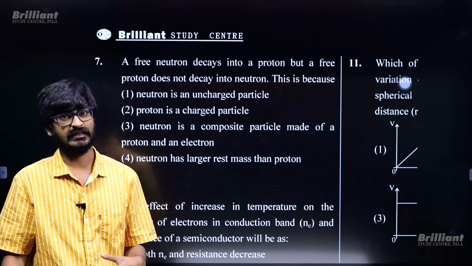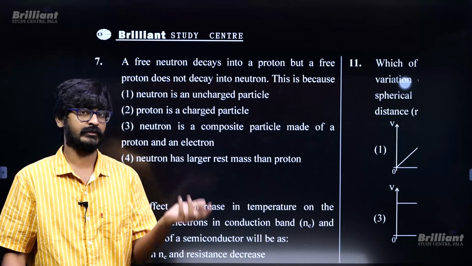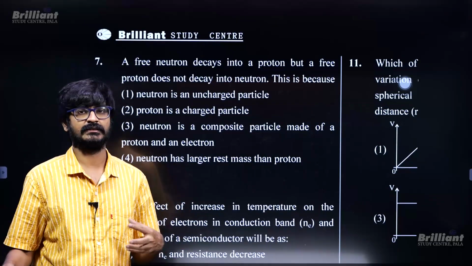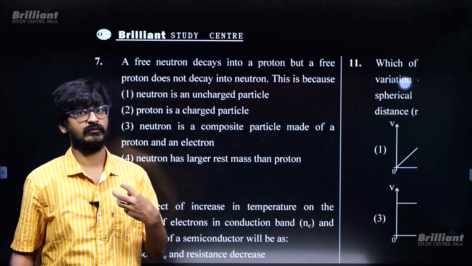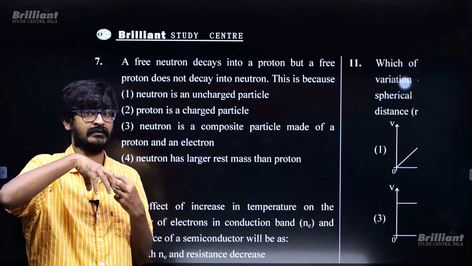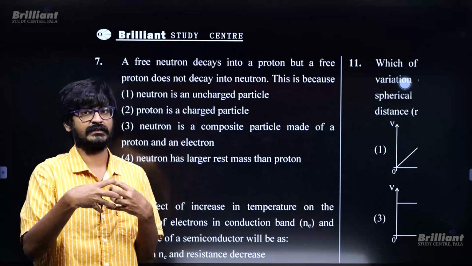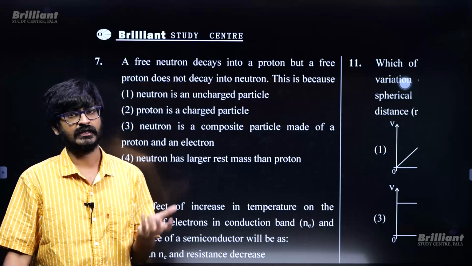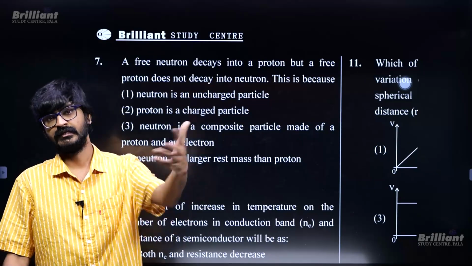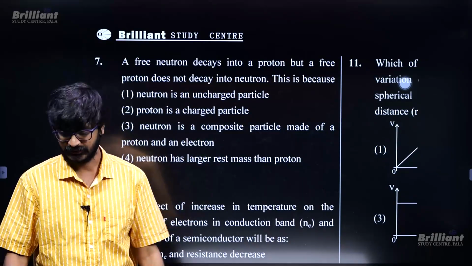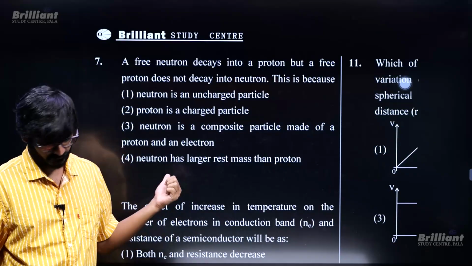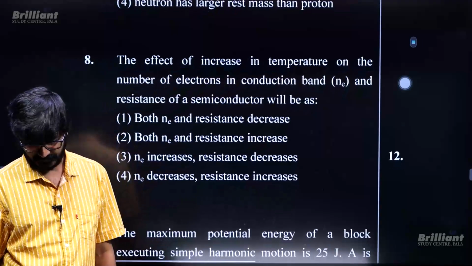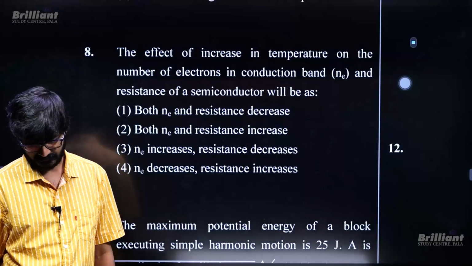But can that happen in the other case? Can the proton decay into neutron individually? No. But if it is a part of a nucleus, then it can take energy from elsewhere. So if proton takes energy from elsewhere, then you will be having more energy, in the sense more mass. Then it can be converted into neutron. Proton can be converted into neutron if it takes energy from elsewhere, but isolated proton can't be converted into neutron. So what is the reason? Neutron has larger mass.